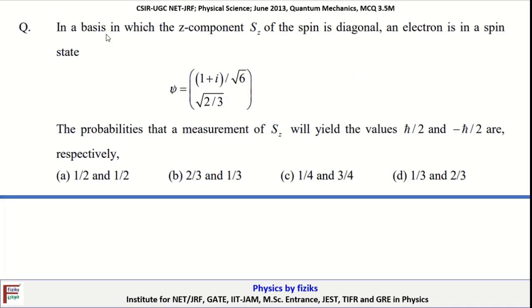In a basis in which Sz, the Z component of the spin, is diagonal, an electron is in the spin state psi given by this. The probability that a measurement of Sz will yield the values h cross by 2 and minus h cross by 2 are respectively? Solution. We have psi is equal to (1 plus i by root 6, root 2 by 3).